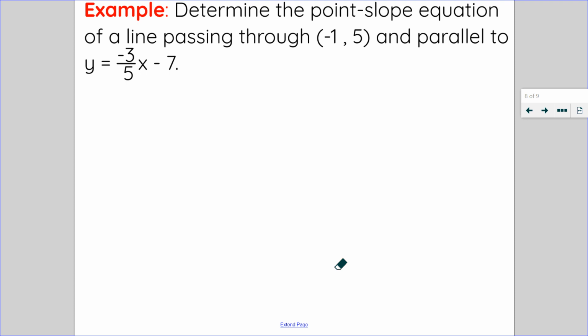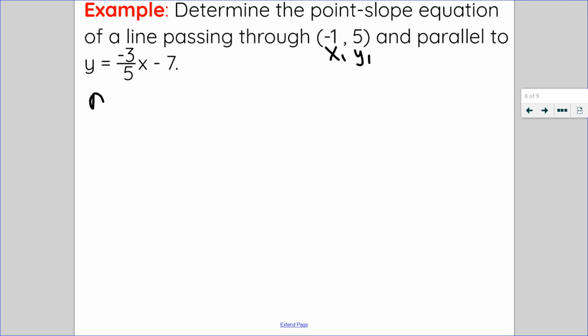Okay, let's try another one. So determine the point slope equation of a line passing through this point. So we just have one point, so that's x1, y1, and parallel to this line, y equals negative 3/5 x minus 7. Okay, so that's interesting. So we have to remember parallel lines. Now remember, parallel lines are lines that run in the same direction, and they are equal distance apart. So same direction, equal distance apart.